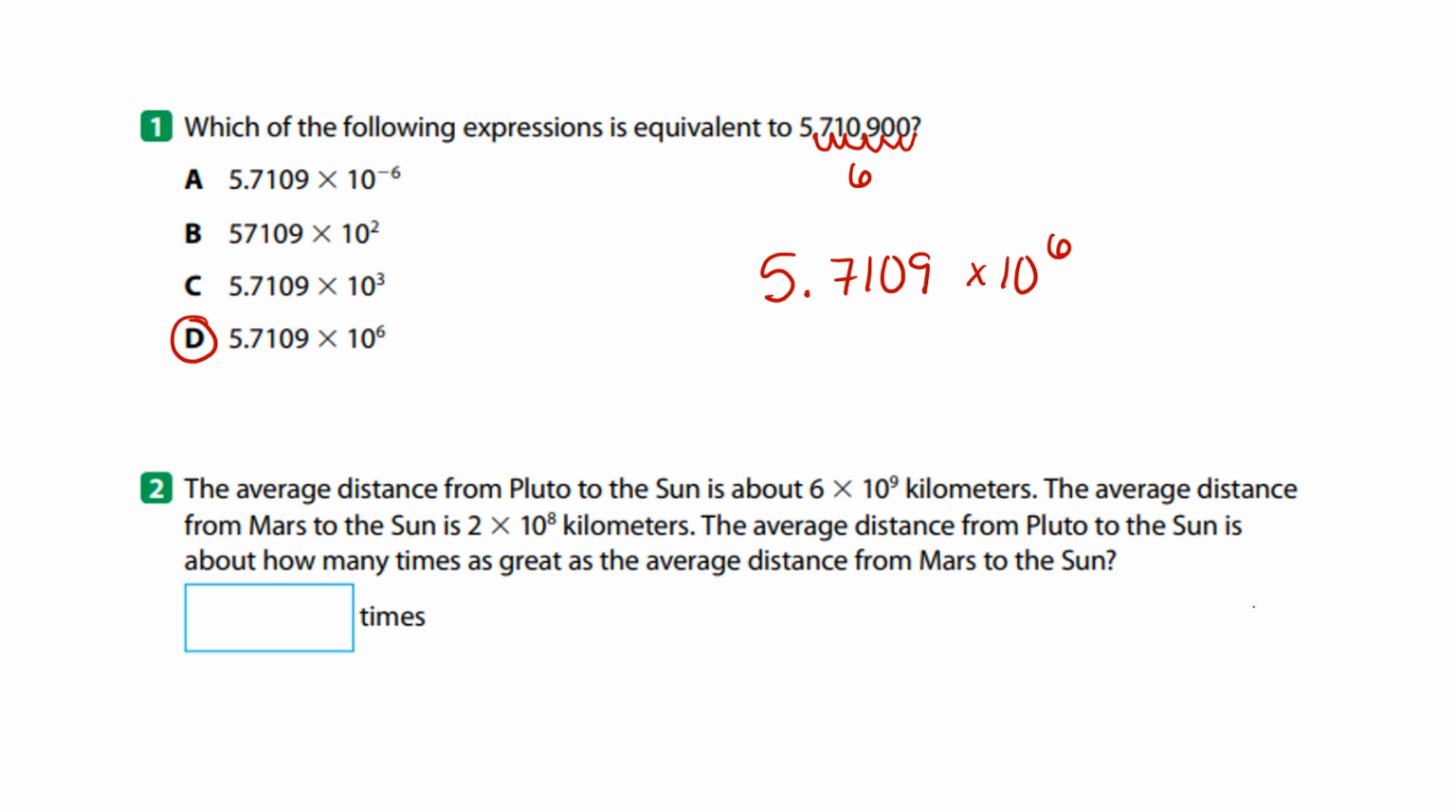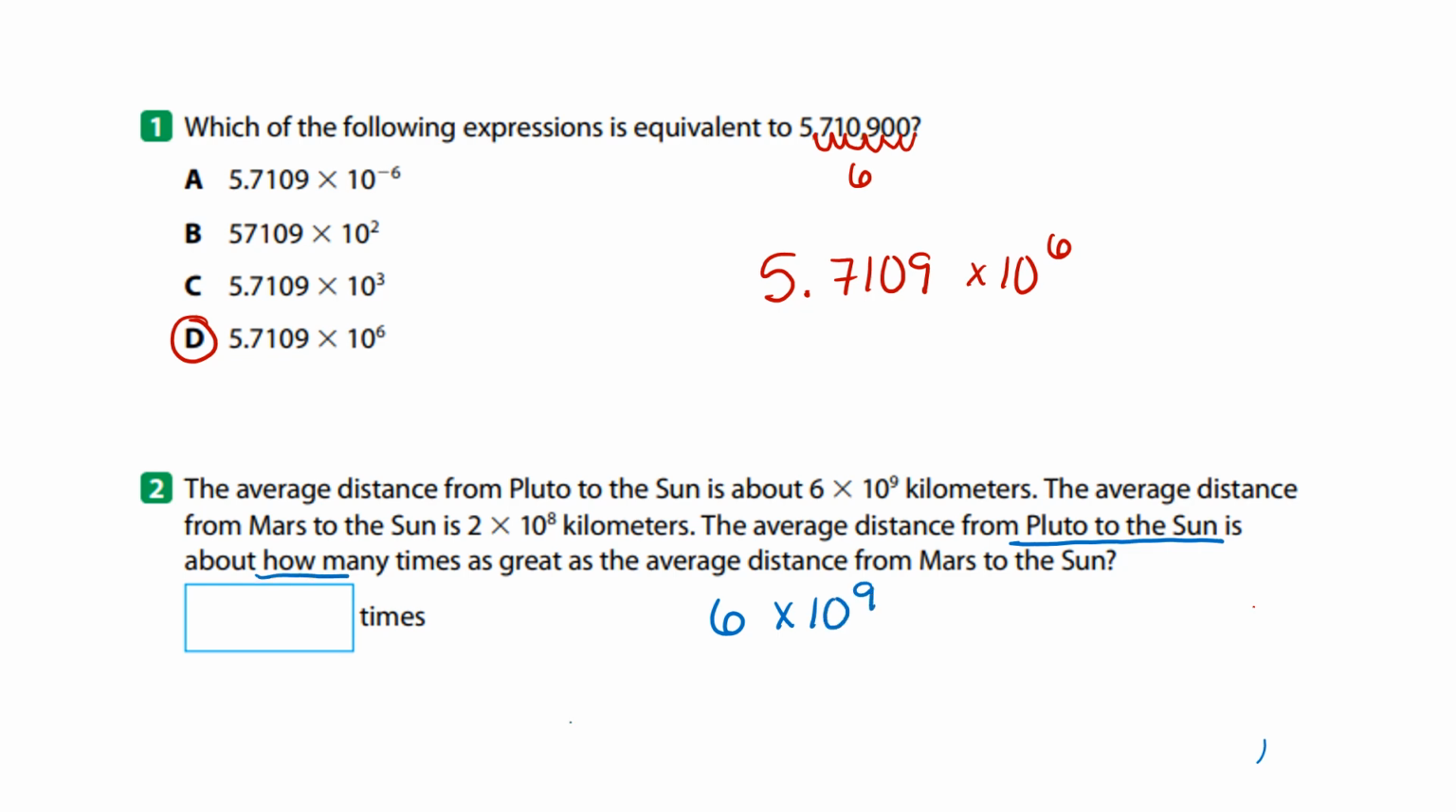For number 2, it says the average distance from Pluto to the Sun is about 6 times 10 to the 9th kilometers. The average distance from Mars to the Sun is 2 times 10 to the 8th kilometers. The average distance from Pluto to the Sun is about how many times as great as the average distance from Mars to the Sun? So we are starting with Pluto, and so Pluto is 6 times 10 to the 9th.